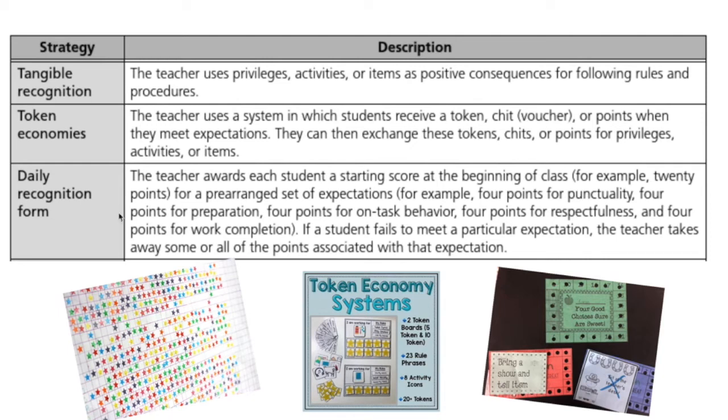Another system might be daily recognition forms, where teachers award each student a starting score at the beginning of class, for example, 20 points, for a prearranged set of expectations. And then if a student fails to meet a particular expectation, the teacher can take away some or all the points associated with that expectation. So we have daily recognition forms. These are extrinsic systems that work with students who have not yet developed intrinsic motivation or are in the process of doing so, making it very tangible that we notice and appreciate them being on task and helping other students to learn.